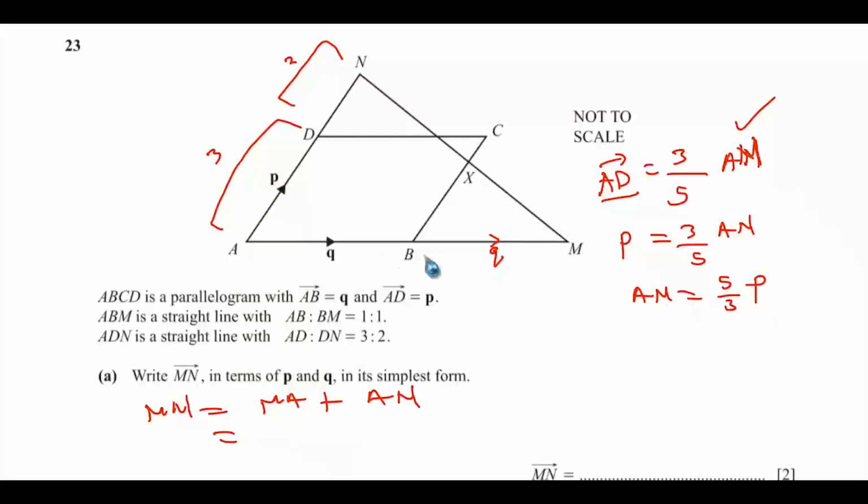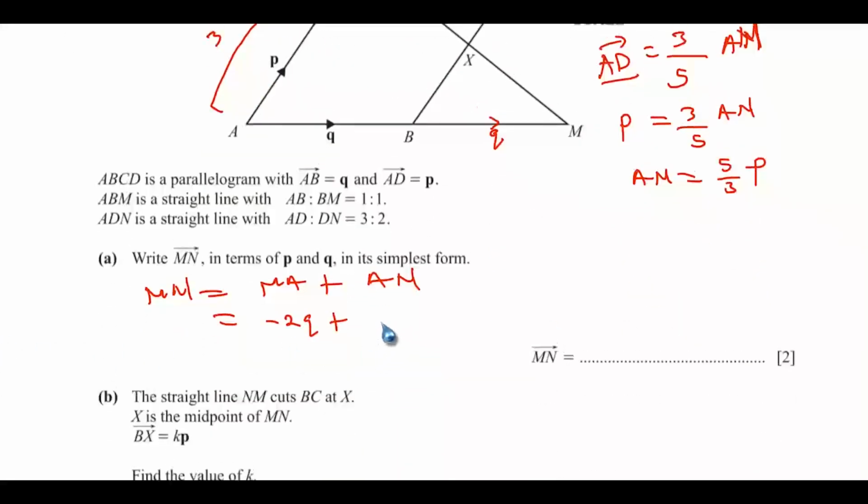That will be equals to MA will be equals to minus 2q, because AM is equals to 2q and MA is opposite direction. So you have minus 2q plus AN is 5 over 3p. So that will be the value of MN. Of course, you may want to rewrite this, so you can write it as 5 over 3p minus 2q, which is better. Okay, so 5 over 3p minus 2q. Then let's go to part B.